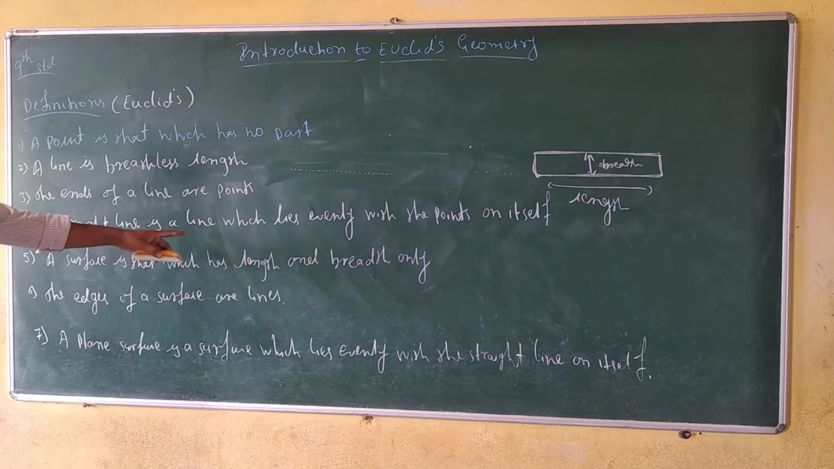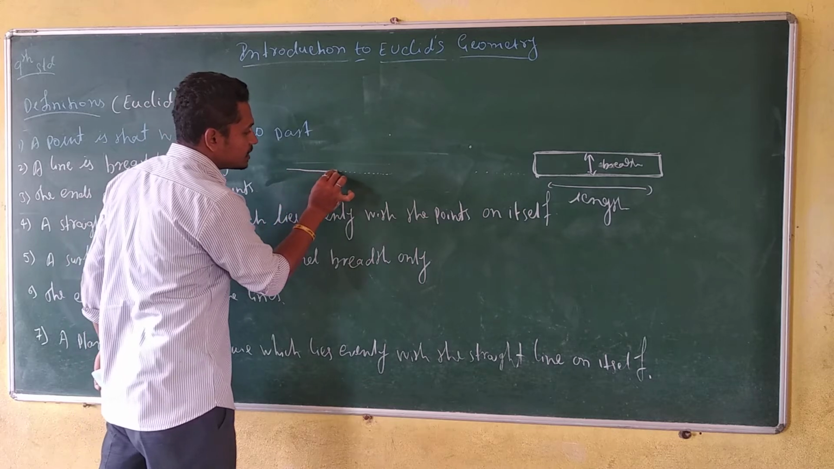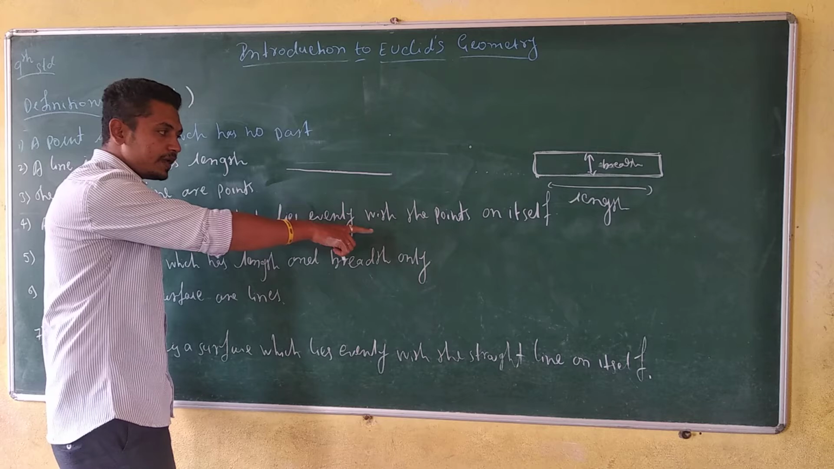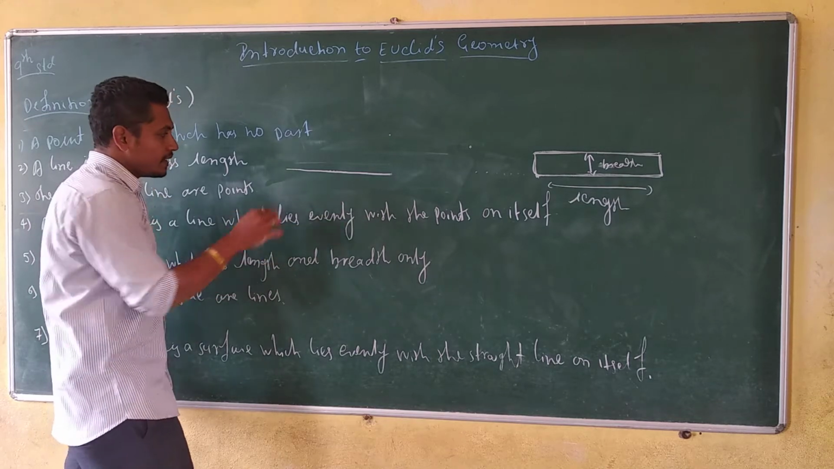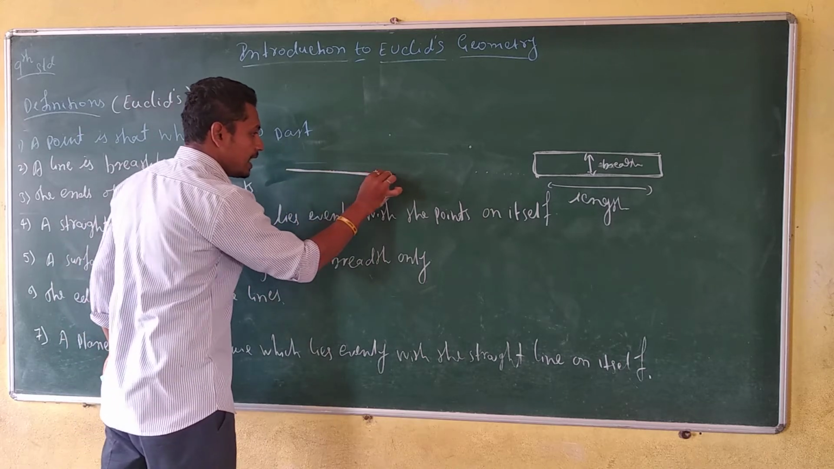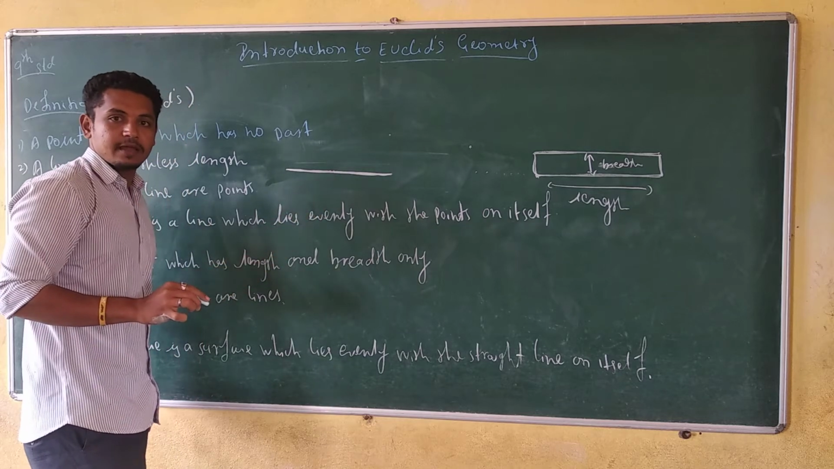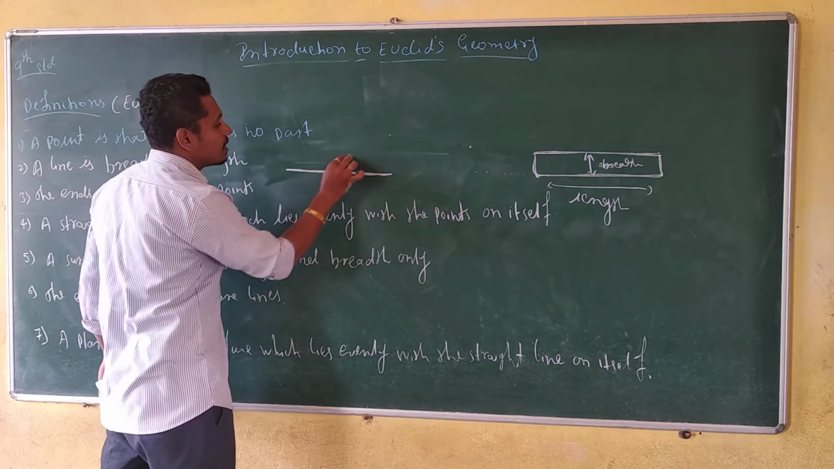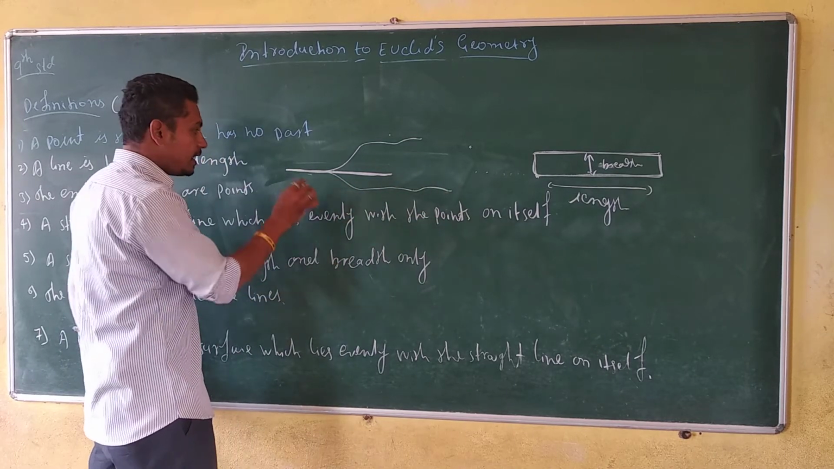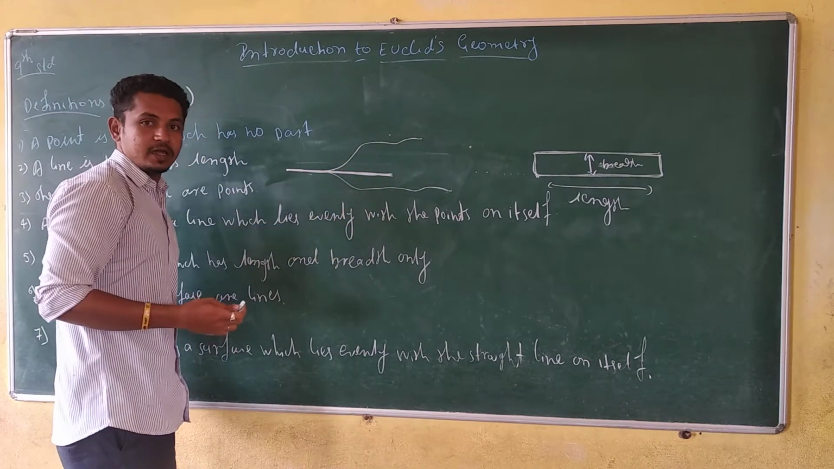What is it? A straight line is a line which lies evenly with the points on itself. See here, this straight line lies evenly on its own points, not elsewhere. This line lies here, and this line lies here. This line lies on its own points.